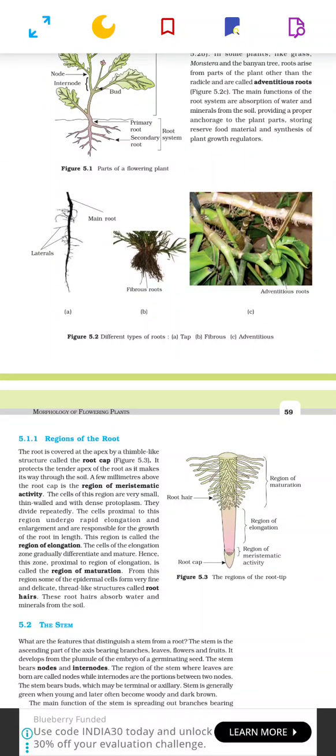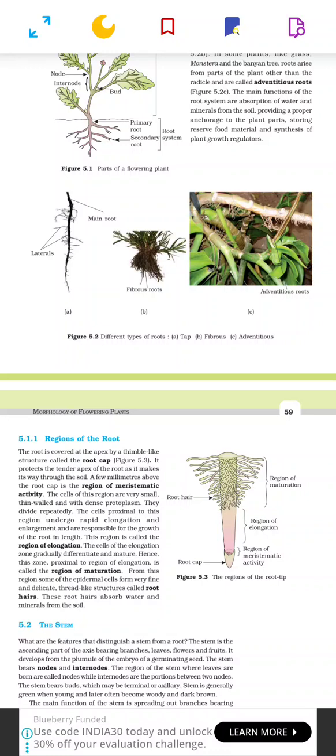There are different regions of the root. The root is covered at the apex by a thimble-like structure called the root cap. It protects the tender apex of the root as it makes its way through the soil. A few millimeters above the root cap is the region of meristematic activity. The cells of this region are very small, thin-walled and with dense protoplasm.